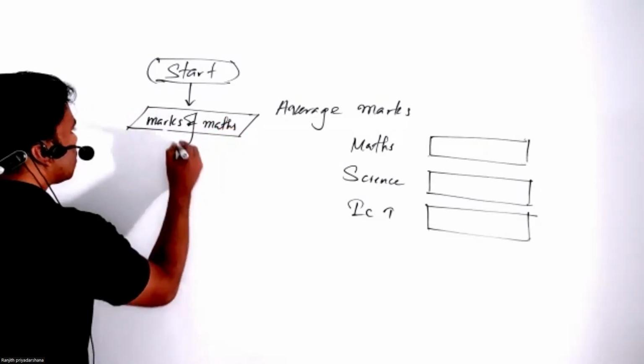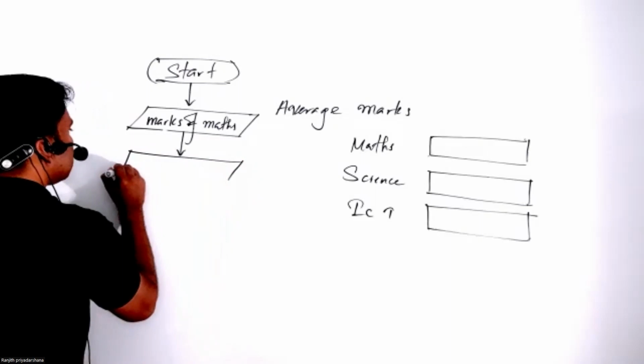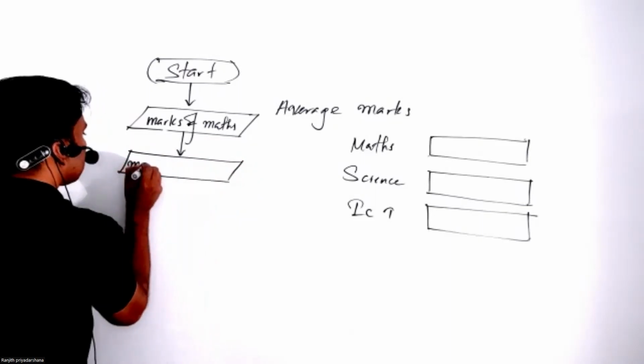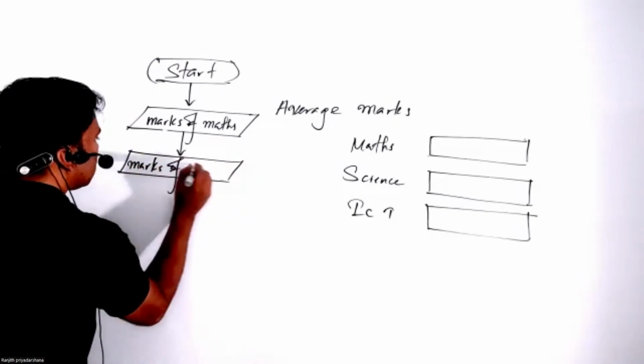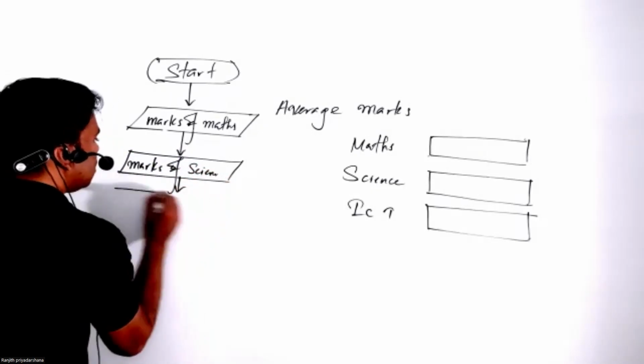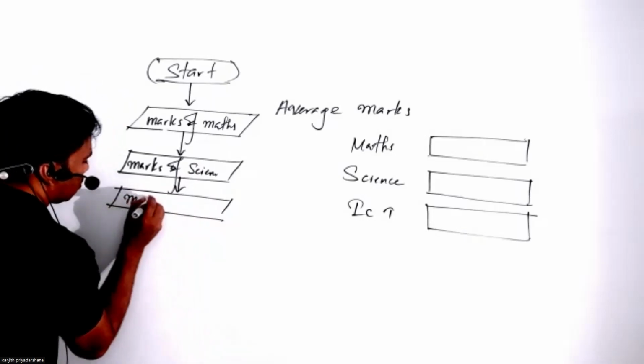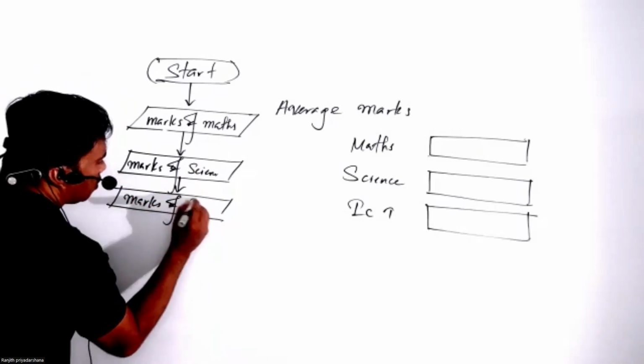mathematics. And you have to give another input. What's it? Marks of science. And you have to give another input. What's it? Marks of ICT.